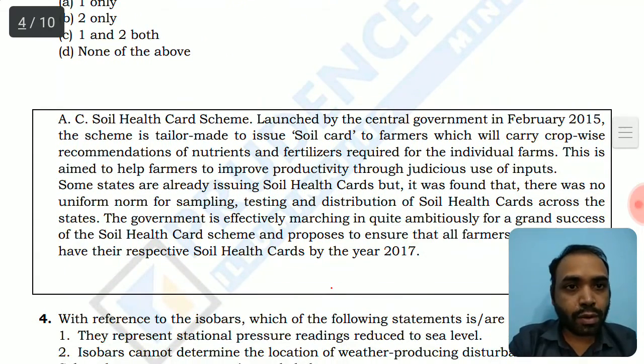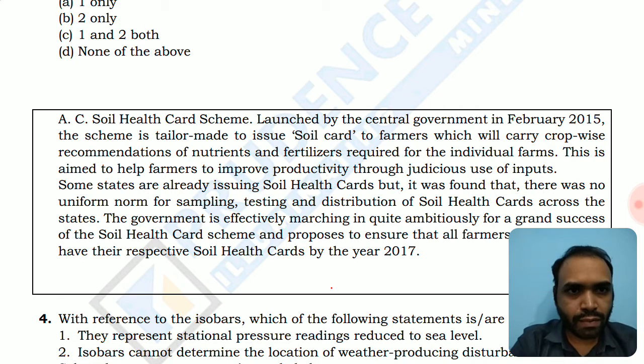The Soil Health Card Scheme was launched by the central government in February 2015. The scheme is tailor-made to issue soil cards to farmers, which will carry the crop-wise recommendations of nutrients and fertilizer required for the individual farms. This is aimed to help farmers improve productivity through judicious use of inputs.